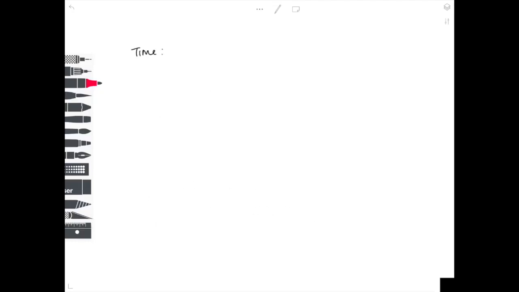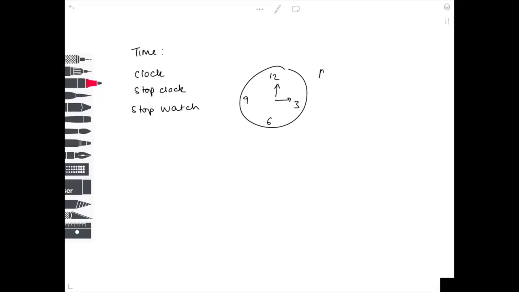Looking at measuring the interval of time, a clock, stop clock, or stopwatch will be useful here. There are two main types. You've got the one which looks like a clock face, and that's an analog measurement of time. And you often find if you're measuring seconds and you're using a stopwatch, it will move around and then you press the stop button and you can measure the time. A more precise way is using a digital clock, as this can measure to the nearest hundredth of a second.